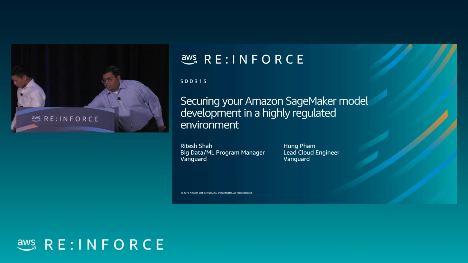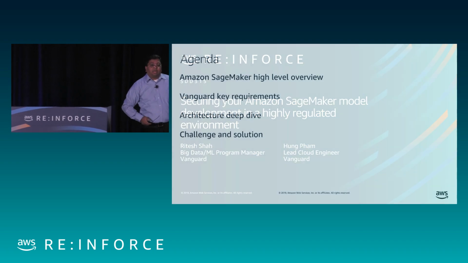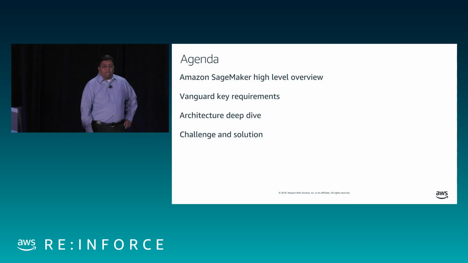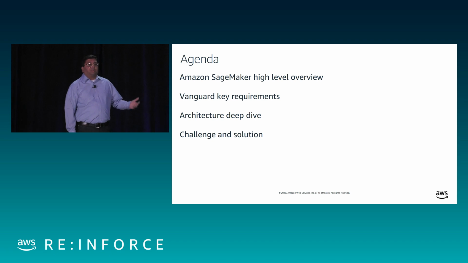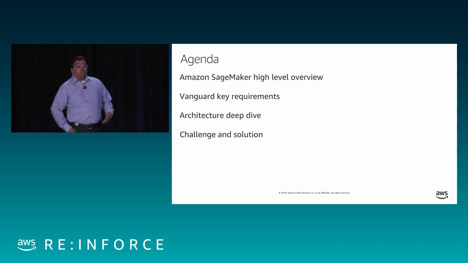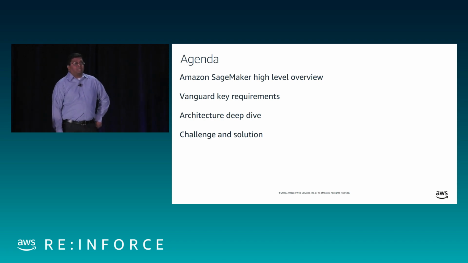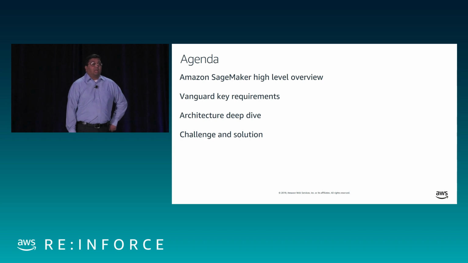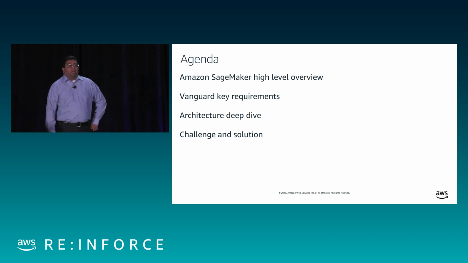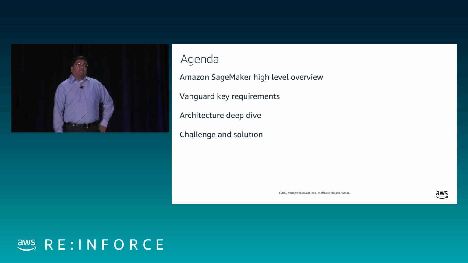So to start with, let's start with the agenda for today. We are going to go high level first with SageMaker, an overview of it, some of the key requirements that we had, and then we start going deeper into how did we enable SageMaker, reference architectures and designs, how did we secure it, etc. And some challenges and solutions that you can take away.